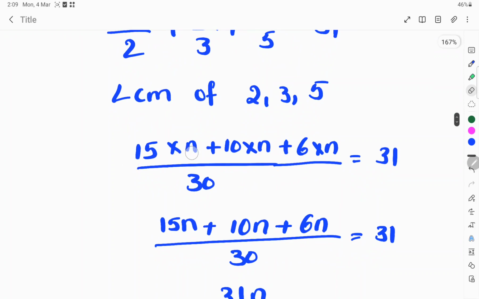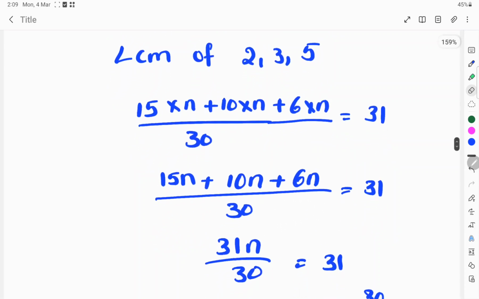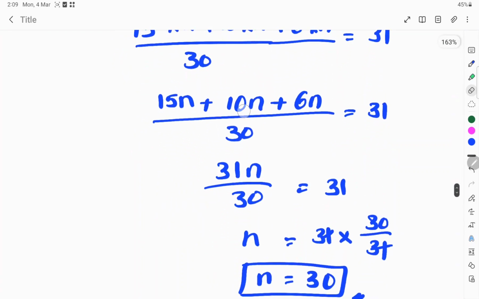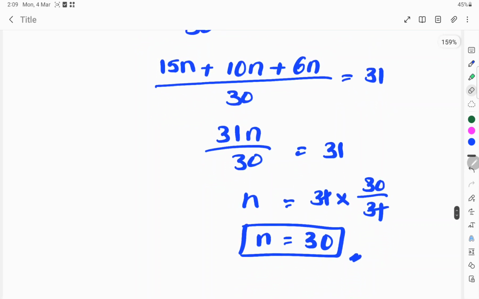Here 15 into n, 15n, plus 10 into n, 10n, plus 6 into n, 6n, by 30 is equal to 31. Here 15 plus 10 is 25, 25 plus 6 is 31. 31n by 30 is equal to 31. Here you find the n value.